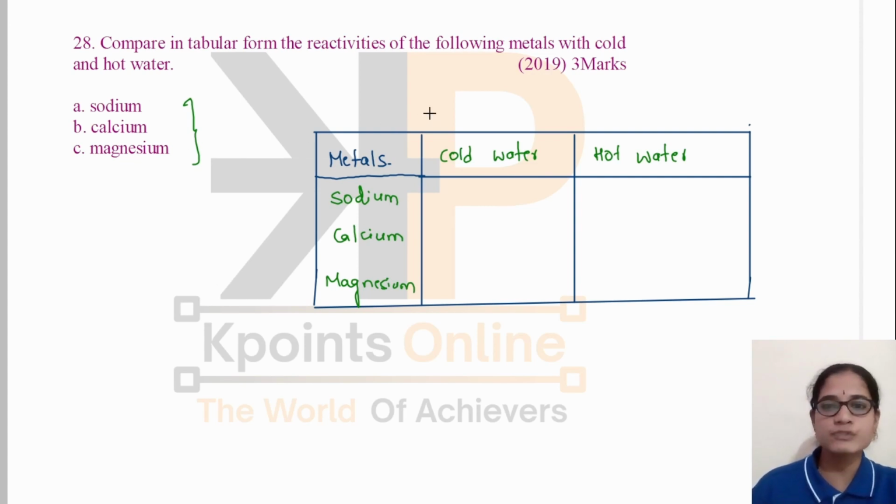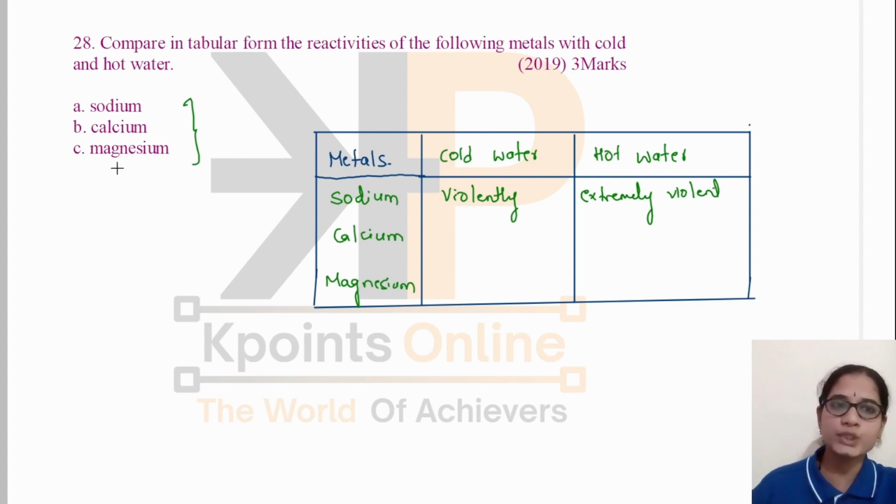Sodium, in case of sodium, it will react very violently with cold water. Yes, it reacts violently to form hydroxide, and along with the formation of hydroxide, there is a liberation of large amount of heat which causes the hydrogen to catch fire. So the reaction is very violent even with cold water. And if the reaction is very violent with cold water, it will be very violent with hot water also. Yes, extremely violent with hot water. What about calcium?